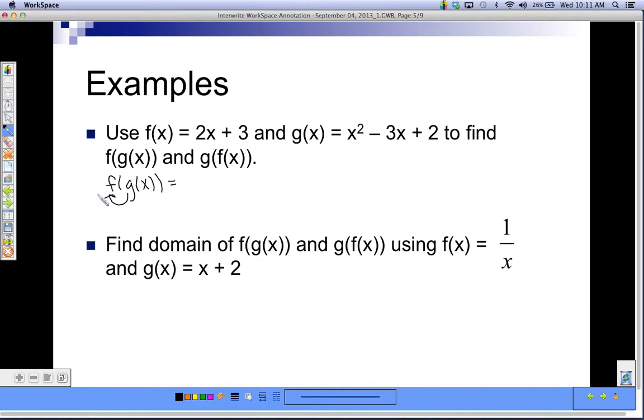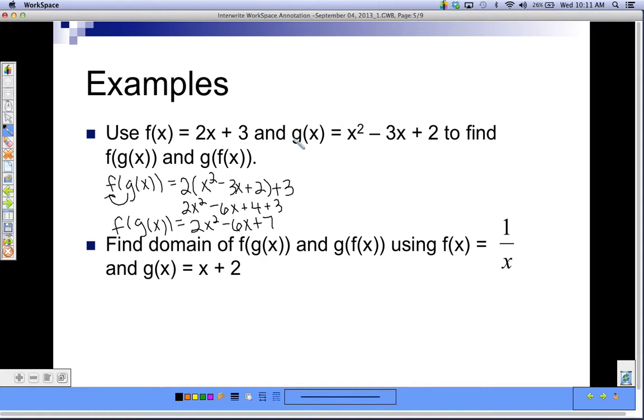So, start with function f. We have a 2. Well, right away we see x. That's where we need to plug in function g. And then finish writing f. Next, simplify. So we just have to distribute. And then combine our like terms. So we would say f of g of x is equal to 2x squared minus 6x plus 7.